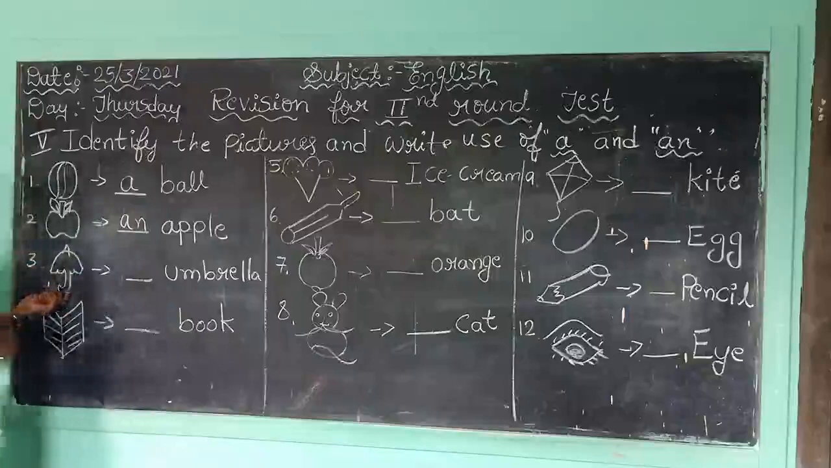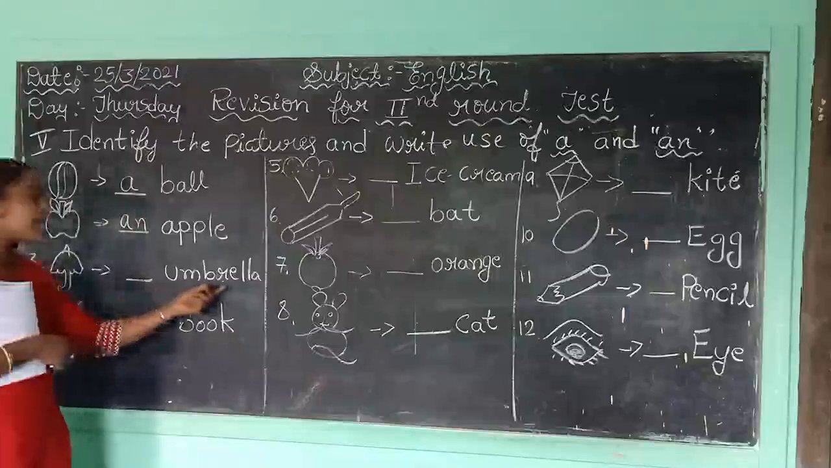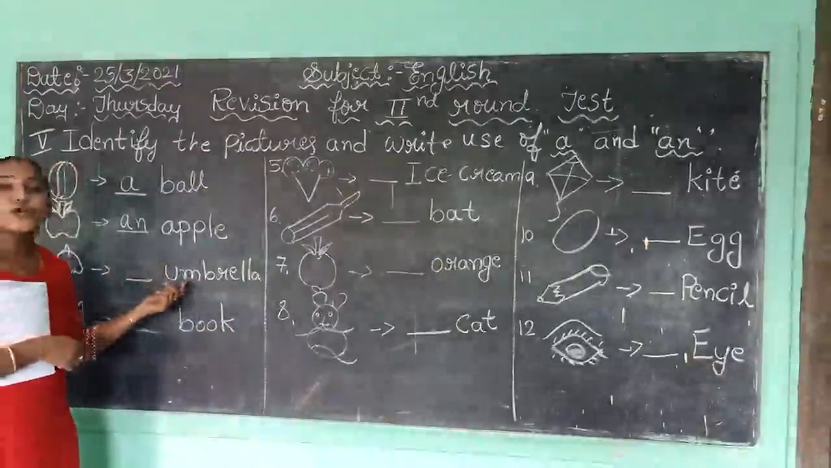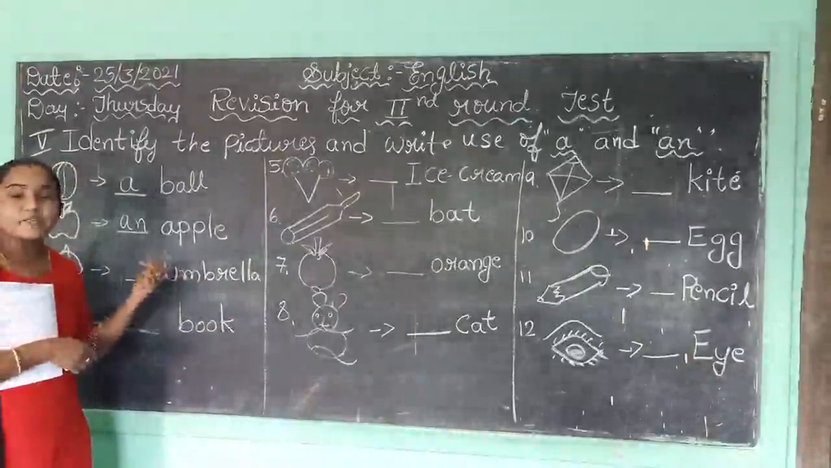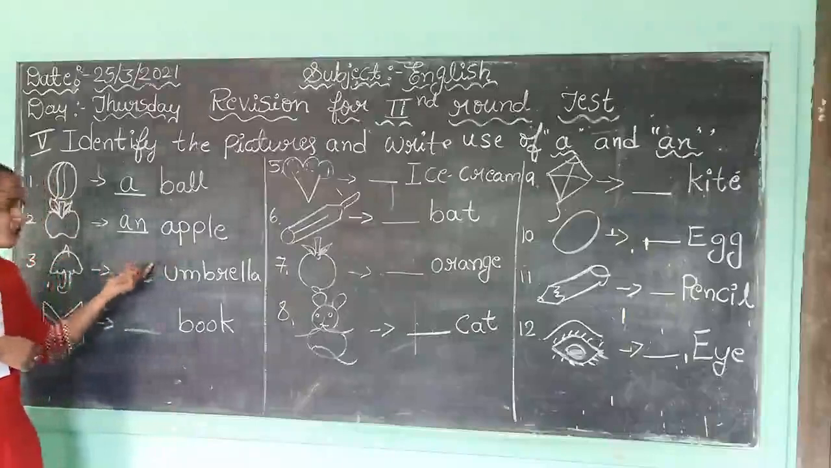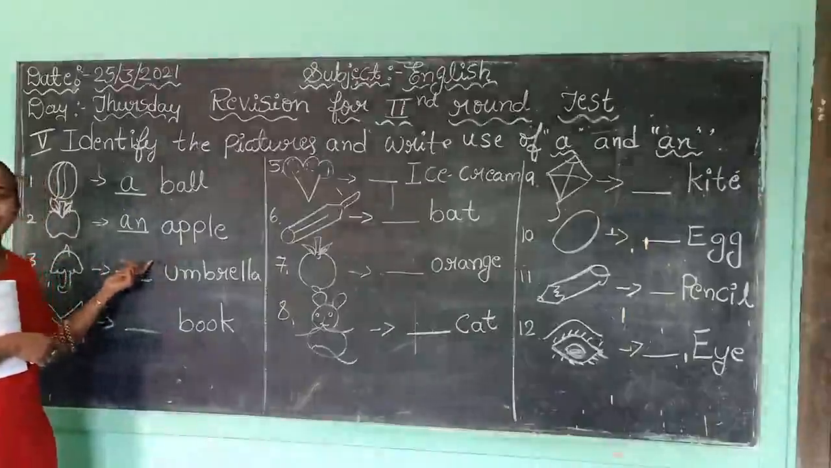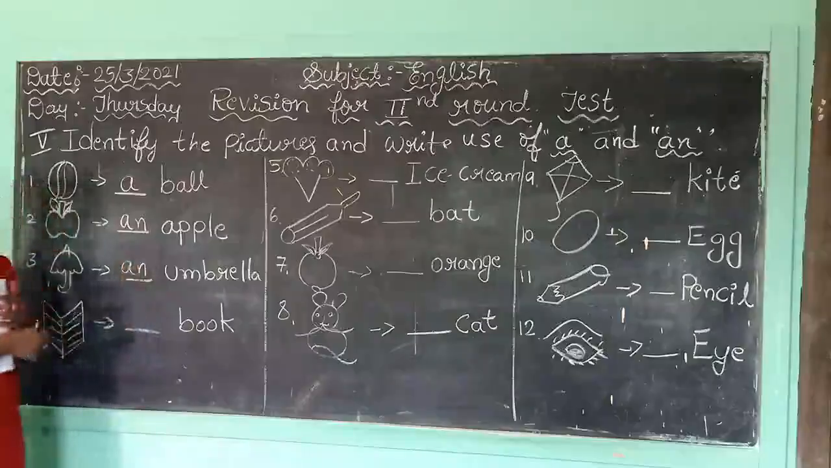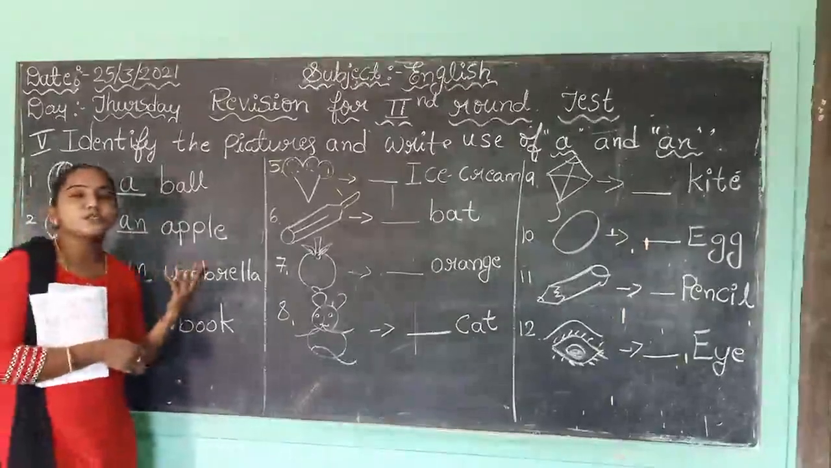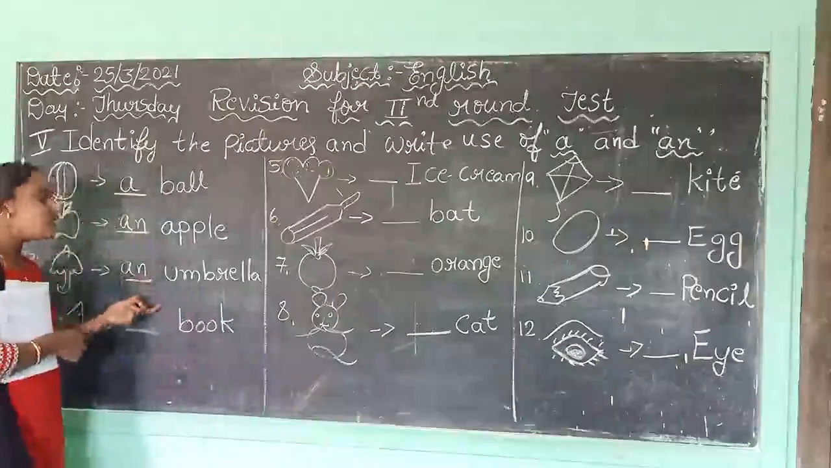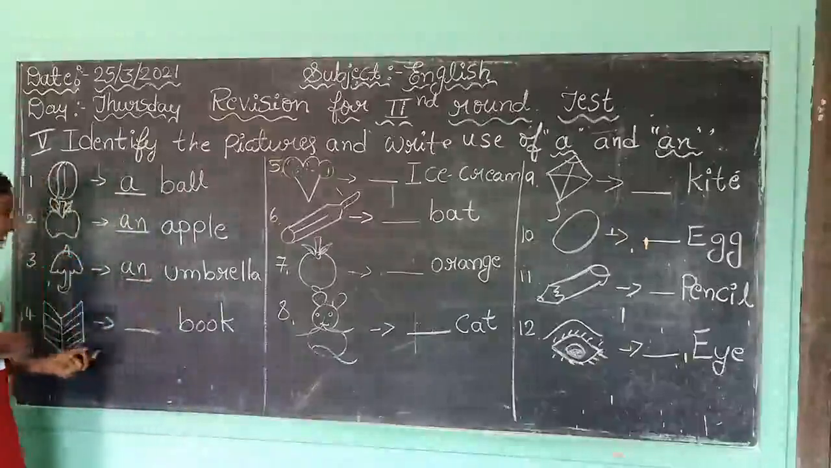What is this, children? Sorry, the third one. See the picture. Umbrella. U-M-B-R-E-L-L-A, umbrella. Umbrella has the beginning letter U, and U is a vowel sound letter. So which article do we use here, children? An, because U is a vowel sound letter. Already I told you, when words begin with a vowel sound letter, we use an before that word. Now we read, children: an umbrella. Next, let's go to the fourth one.